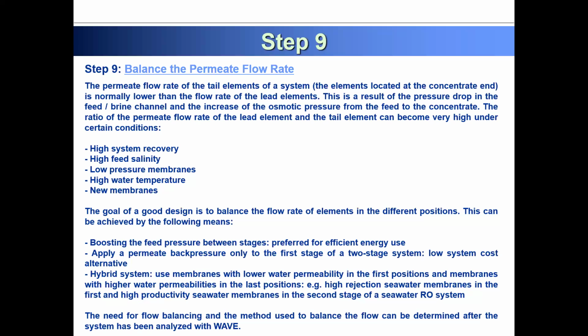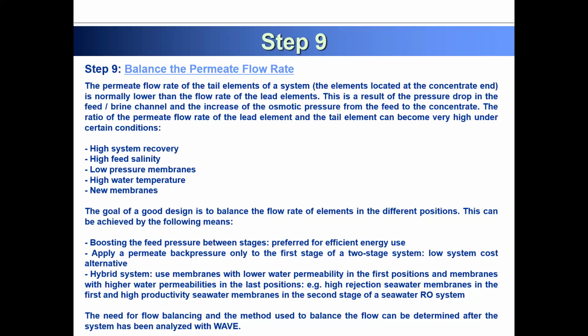Lower system cost alternative: the hybrid system uses membranes with lower water permeability in the first positions and membranes with higher water permeabilities in the last positions. That is, high rejection seawater membrane in the first and high productivity seawater membrane in the second stage of a seawater reverse osmosis system. So you don't have to utilize only one type of membrane.